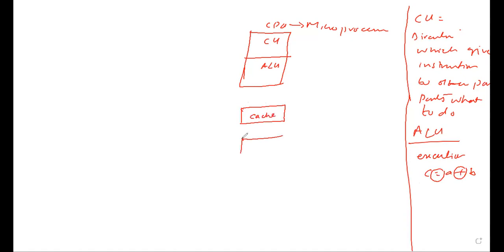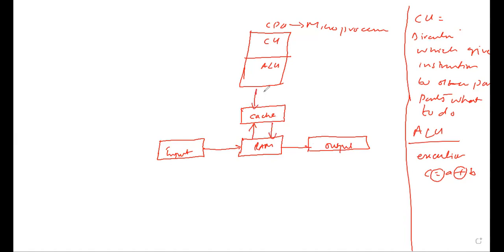Cache is attached with another kind of memory, that is RAM. All input devices' data goes into RAM, remember. And an output device, like a monitor, shows data from RAM. The CPU is also connected with RAM. Then you have a hard disk, secondary memory.